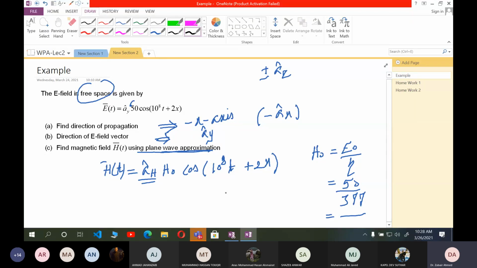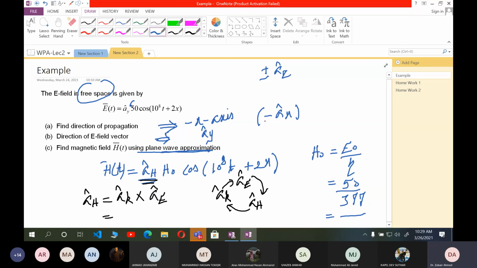So we know that aK, aE, and aH are all related by this triad. aE cross aH becomes aK, and so if we want to find this aH, all you can do is that aH will be equal to aK cross aE. The aH unit vector will be aK cross aE.